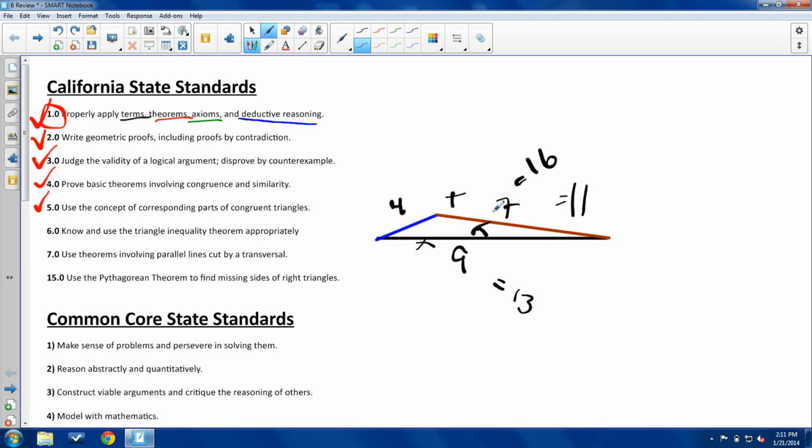That needs to be true to make triangles. If any of these are shorter, then it doesn't make a triangle. And that's kind of the reason behind it. So that's one of the things you need to know about the triangle inequality theorem.